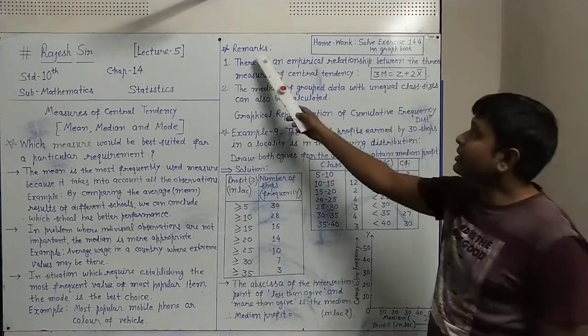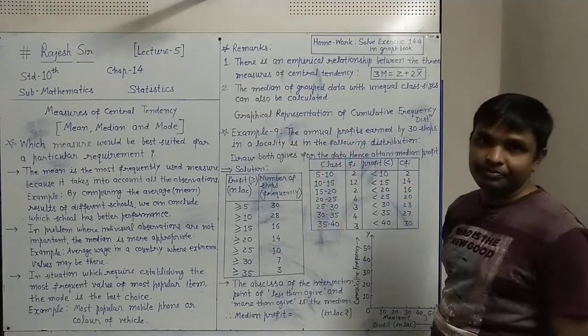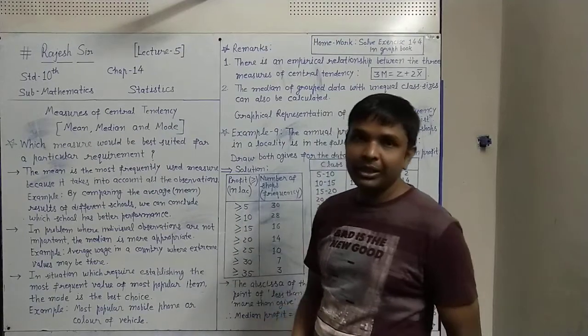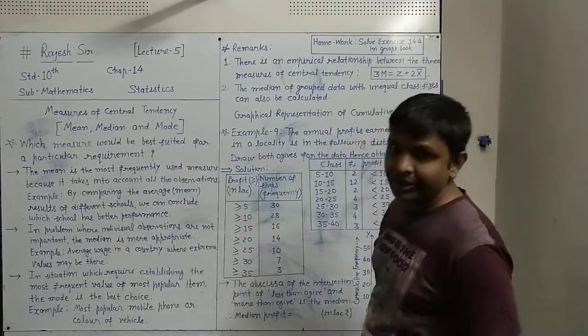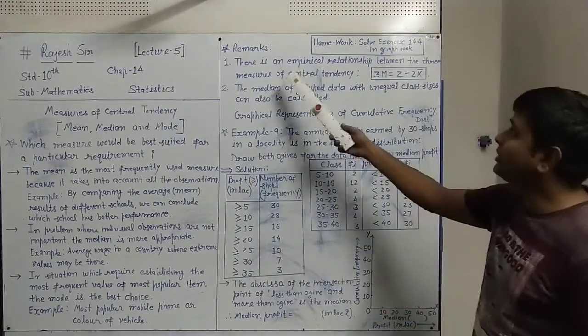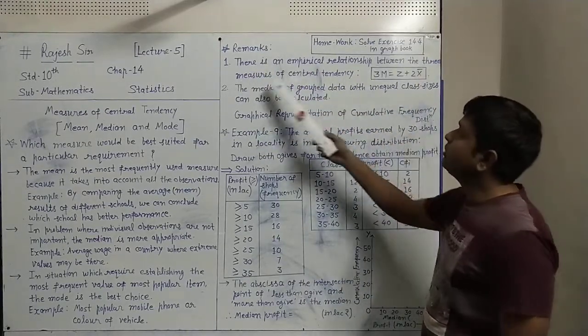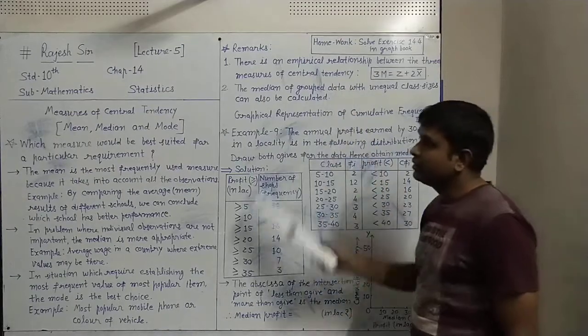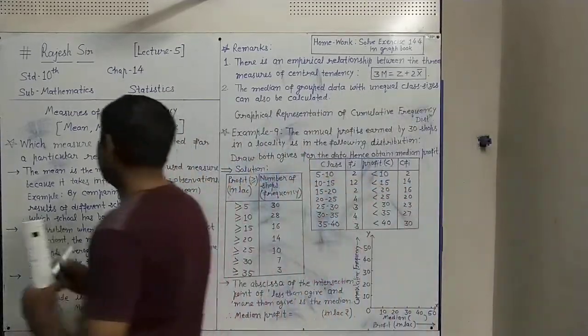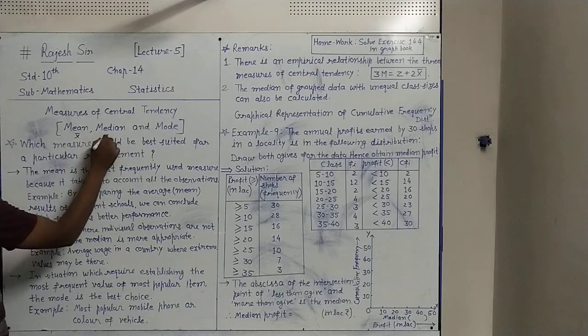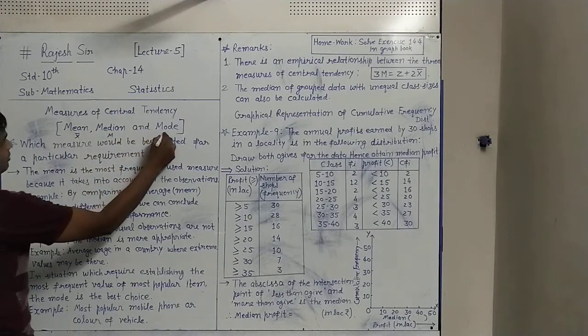Next is the remarks. Here we have two remarks. After finding mean, median and mode, all the three measures of central tendency, we have some remarks here. The first remark is there is an empirical relation between the three measures of central tendency. We have seen mean is denoted as x bar, median is denoted by M, and mode is denoted by Z.